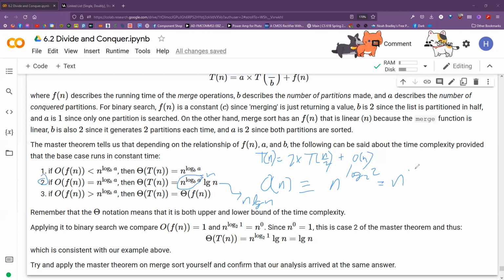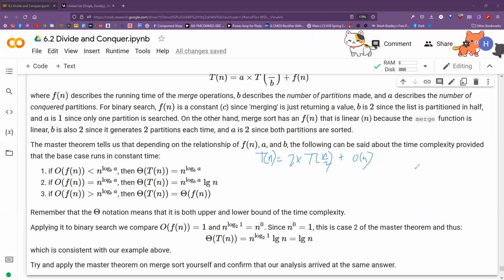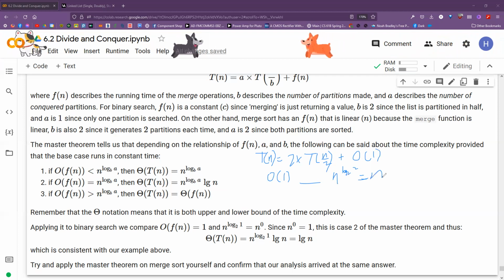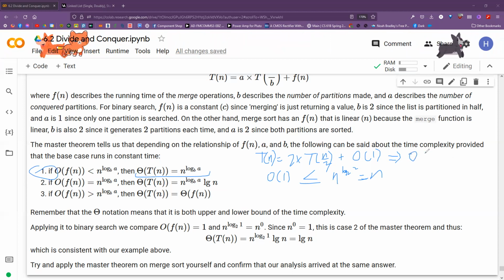But for example, if you get something na yung big O natin dito was, for example, a constant, when we compare O of 1 to n to the log base 2 of 2, which is n, which is greater. So yung time complexity nito is yung first case na n to the log b of a, which is big O.